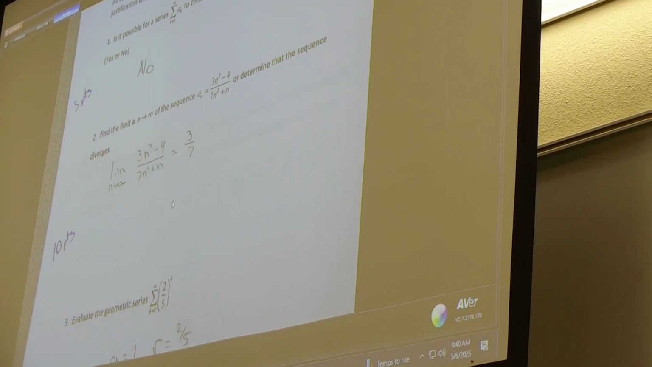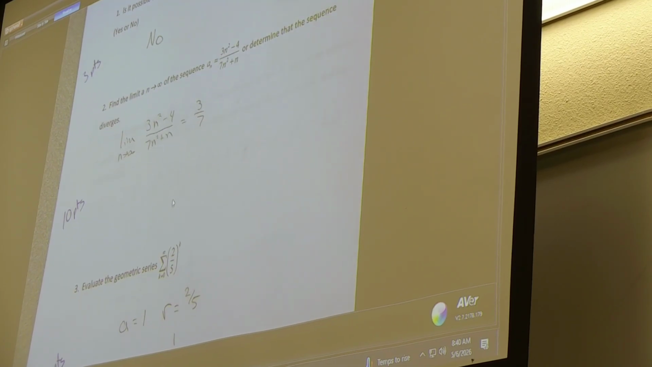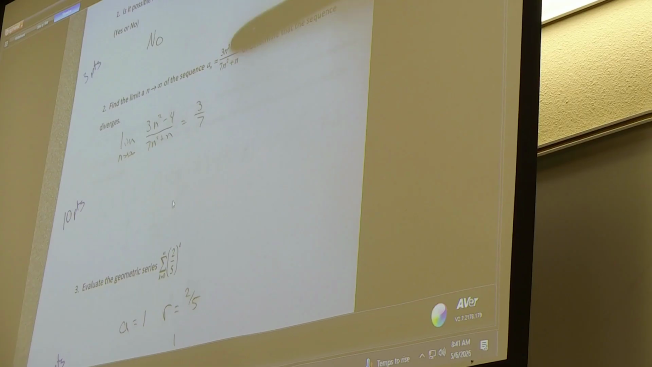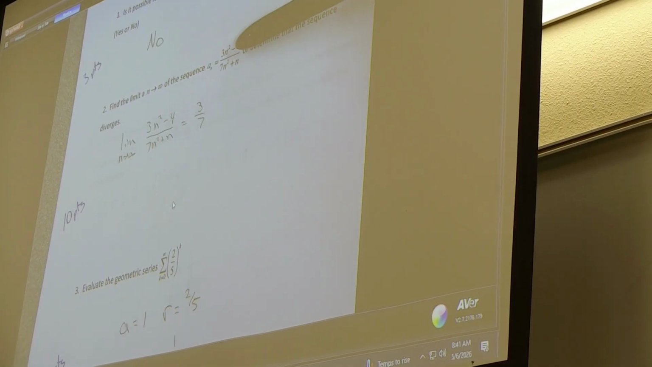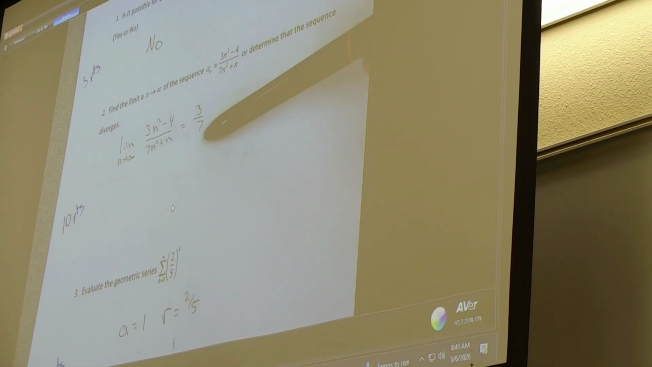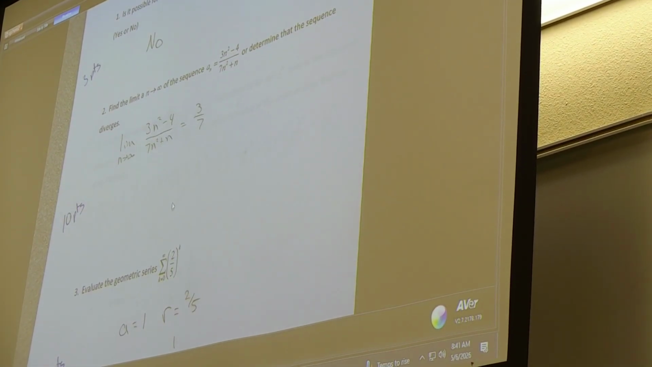All right, number two. So we have the same degree, top and bottom. So it's the ratio of the leading coefficients, 3/7. That's it. That's all you had to do.